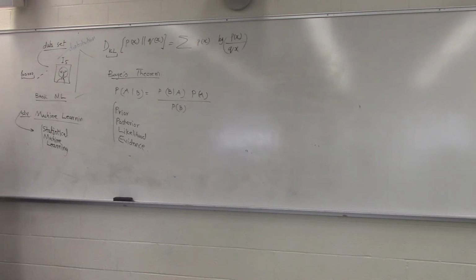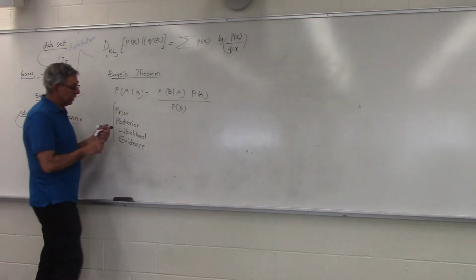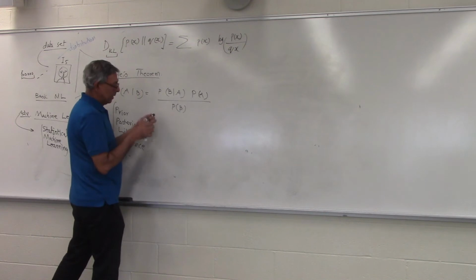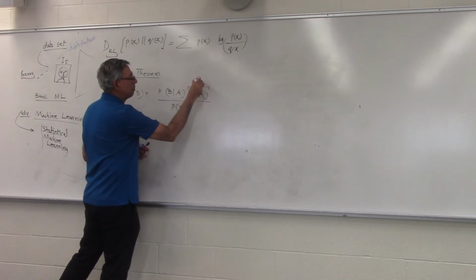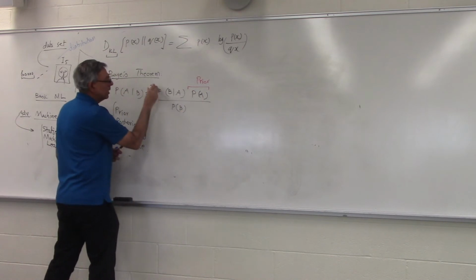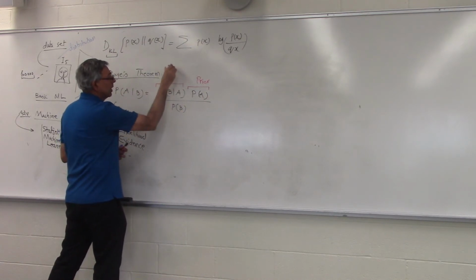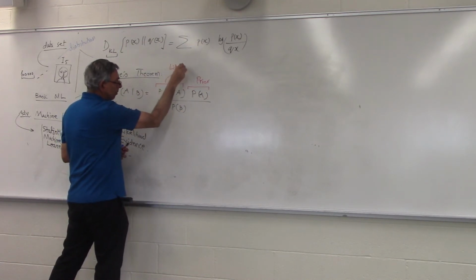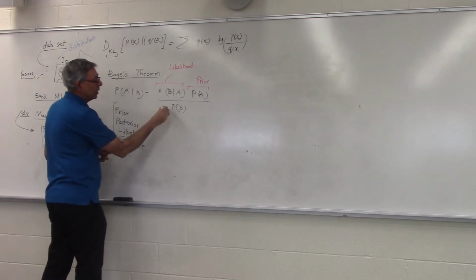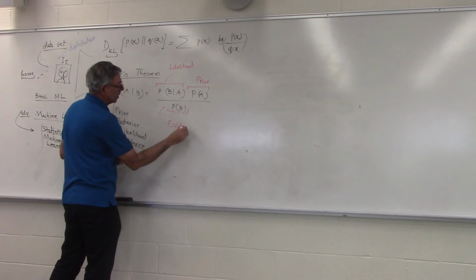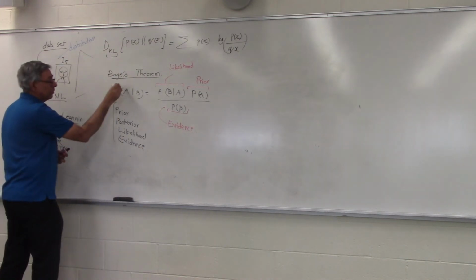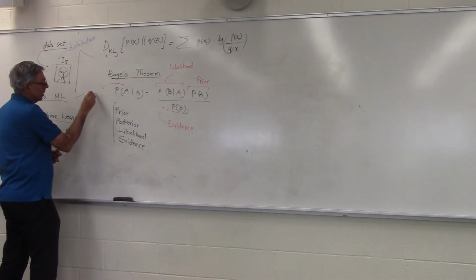Okay, so in the Bayes theorem, basically this part is called the prior. This part over here is called the likelihood. This part over here is called the evidence. And this part over here is called the posterior.